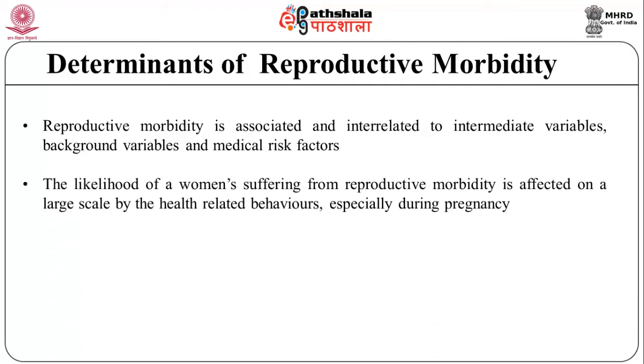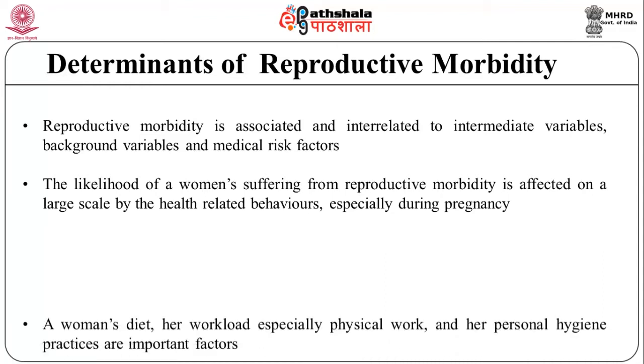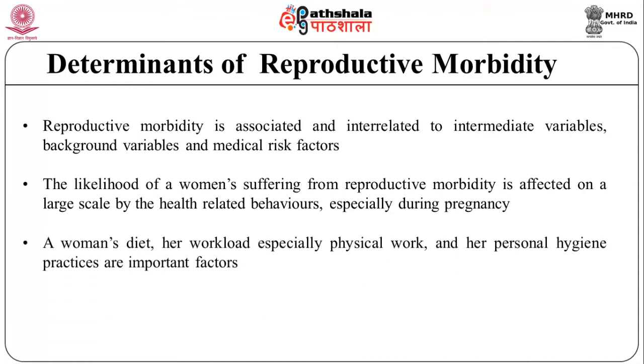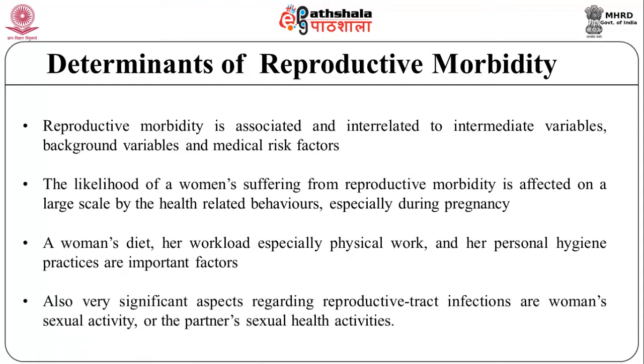While reproductive morbidity is associated and interrelated to intermediate variables, background variables, and medical risk factors, the likelihood of a woman suffering from reproductive morbidity is affected on a large scale by the health-related behaviors, especially during pregnancy. A woman's diet, her workload, especially physical work, and her personal hygiene practices are important factors. Also, very significant aspects regarding reproductive tract infections are the woman's sexual activity or the partner's sexual health activities.